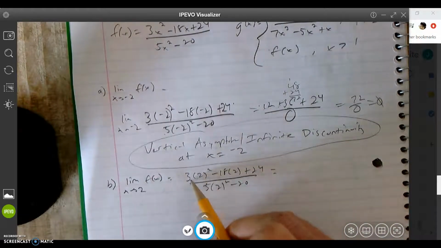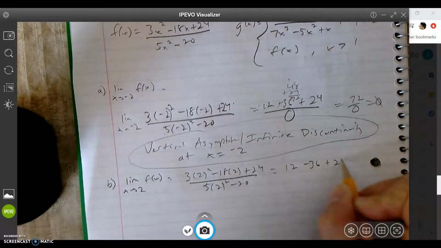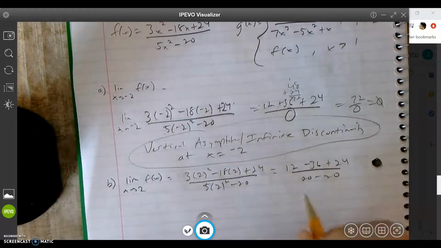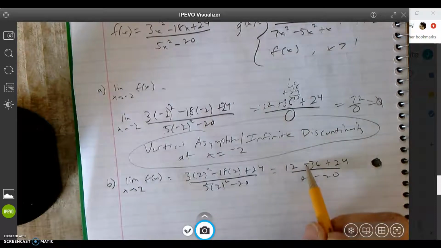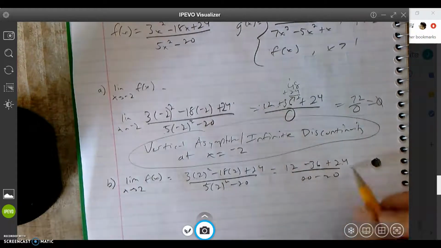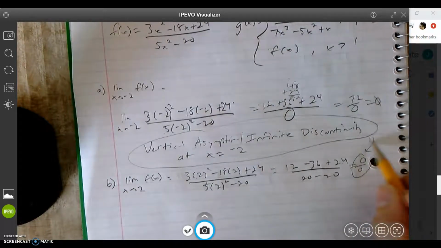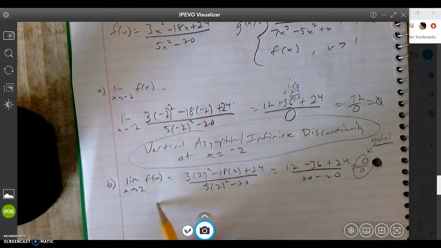So what do I got in my numerator? I got 4 times 3, which is 12, minus 36 plus 24 over 20 minus 20. This is 12, this is 0, right? This is -24 plus 24, which is 0 over 0. Uh-oh, that is a hole. There's a hole in the graph. So I also have to get the answer there.